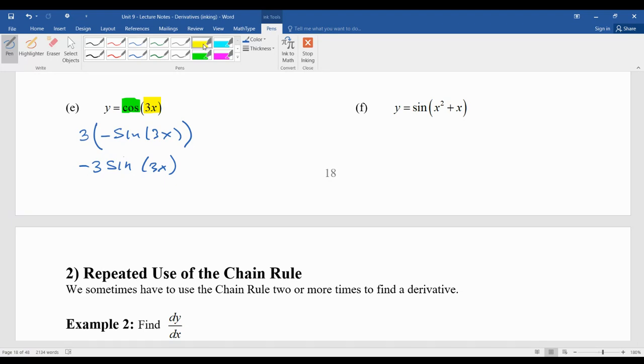Example F, the inner function is x squared plus x, and the outer function is sine. So the derivative of x squared plus x is 2x plus 1, and the derivative of sine is cosine.